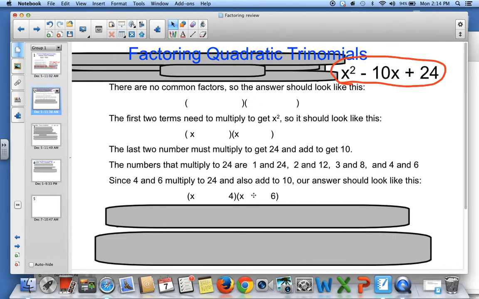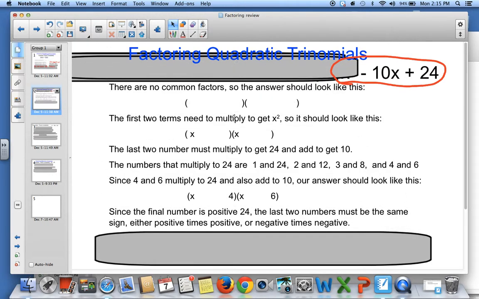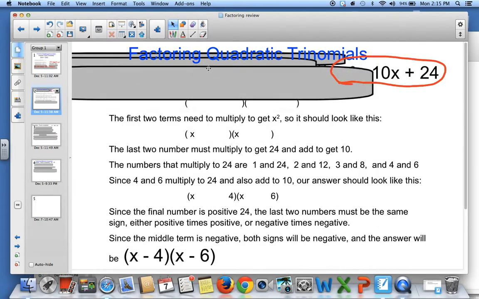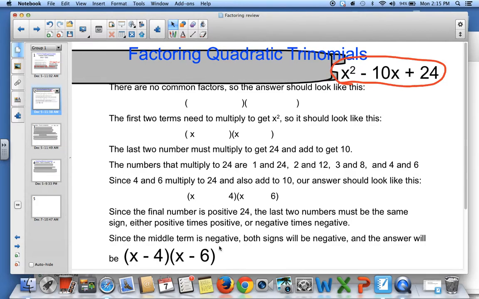And the last thing I deal with is my plus or minus. And this sign right here, since that's a plus, it tells me they have to be the same sign. Because it's positive 24, the last two numbers must be the same sign, either positive times a positive or negative times a negative. So it's either going to be plus plus or minus minus, and that's determined by this one right here. Since the middle term, negative 10, is negative, both signs will be negative, and there's my answer for that problem.